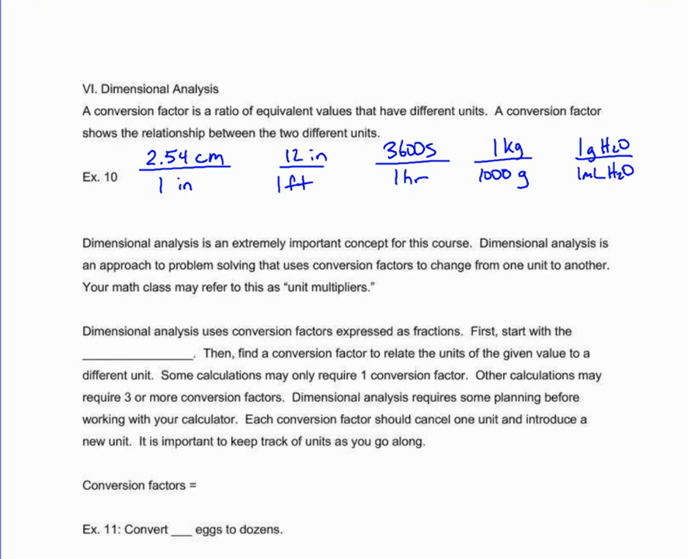Some other interesting ones I've seen in years past, I've had students that say there are 5 toes on a foot. So that's technically a conversion factor. So these could be anything as long as they are two equivalent values with different units.